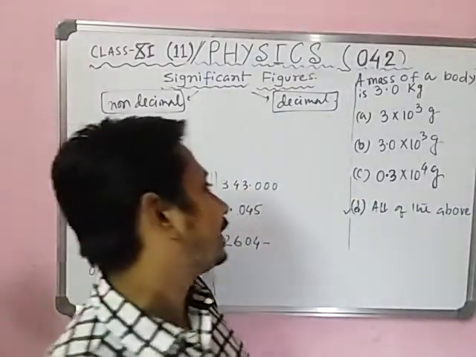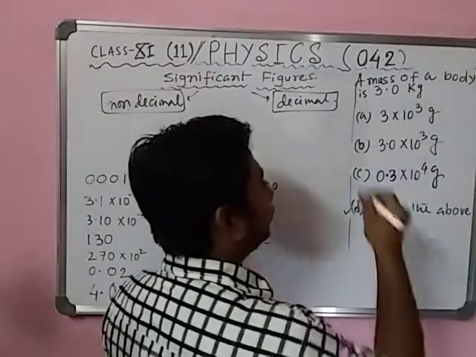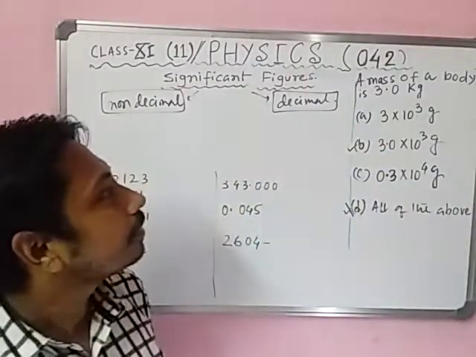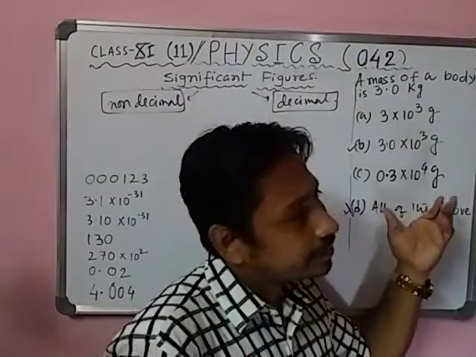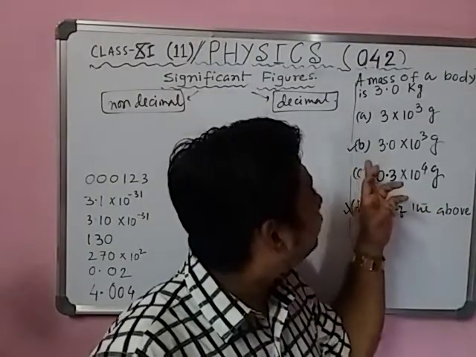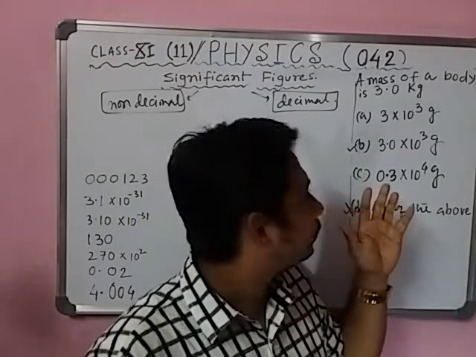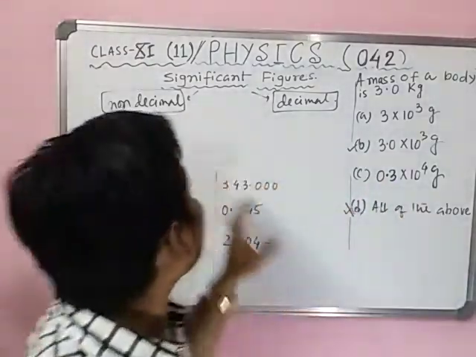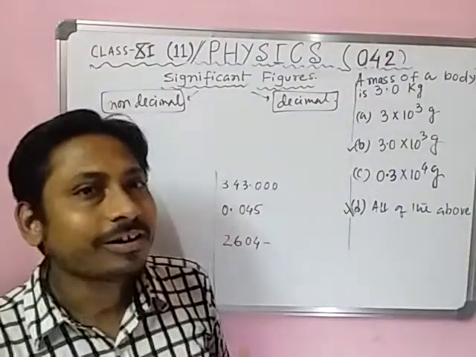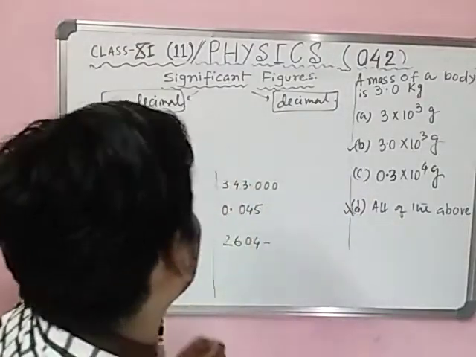No, students, actually the correct answer is B, not D, because it's an 11th standard question. So why is answer B correct? For that you have to learn significant figures. So let's start with significant figures.